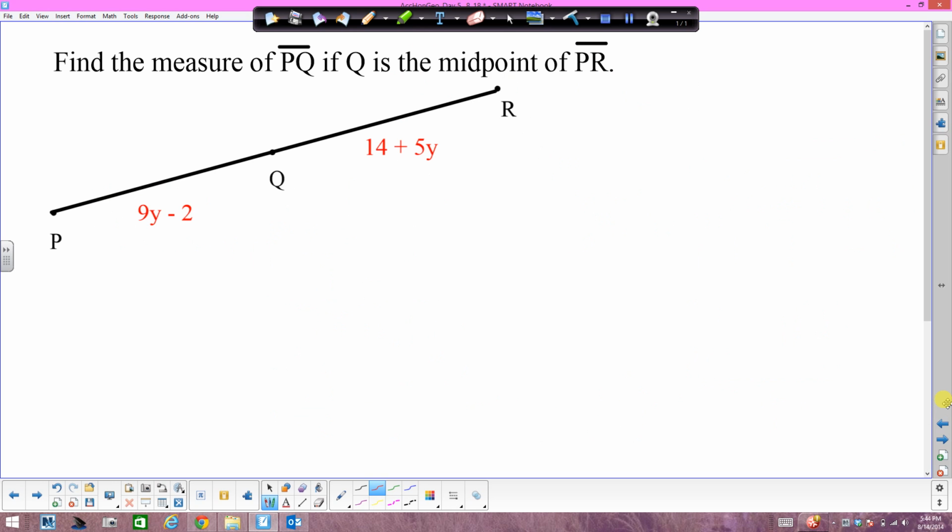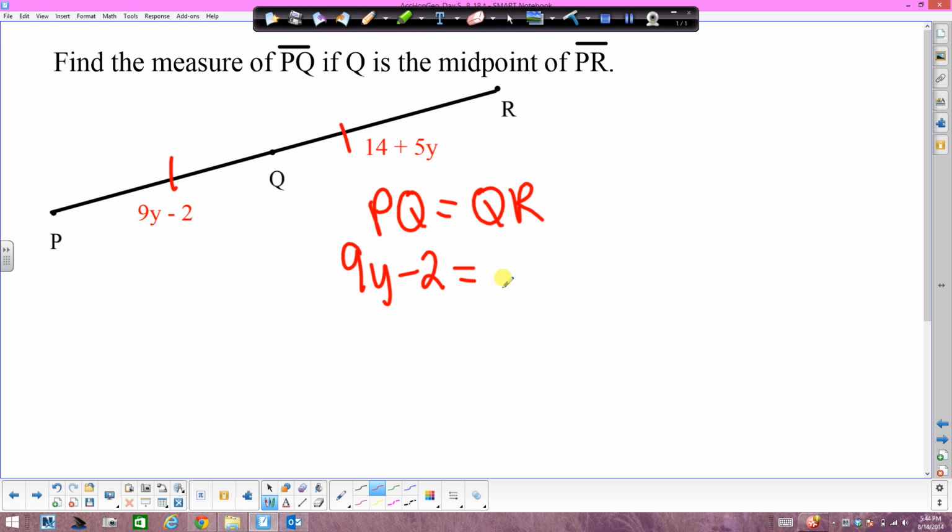So find the measure of segment PQ if Q is the midpoint of segment PR. Well, if Q is the midpoint of segment PR, then these two segments are congruent. Well, if they're congruent, we know that PQ's length has to be equal to QR's length. So then we just take 9y minus 2 and plug it in, and also, plug in for QR, 14 plus 5y. So I want you to solve this, figure out what y is, and then I want you to find the length of PQ. We'll go over that answer tomorrow.